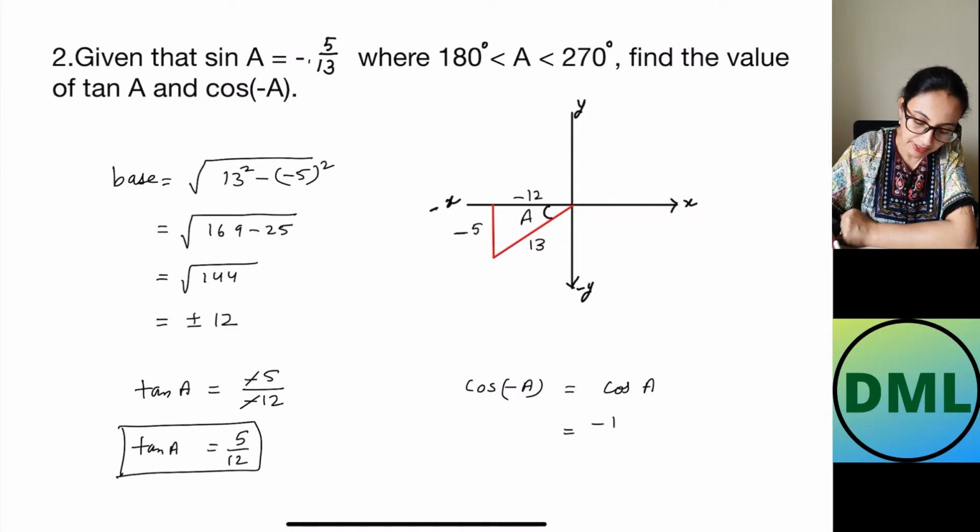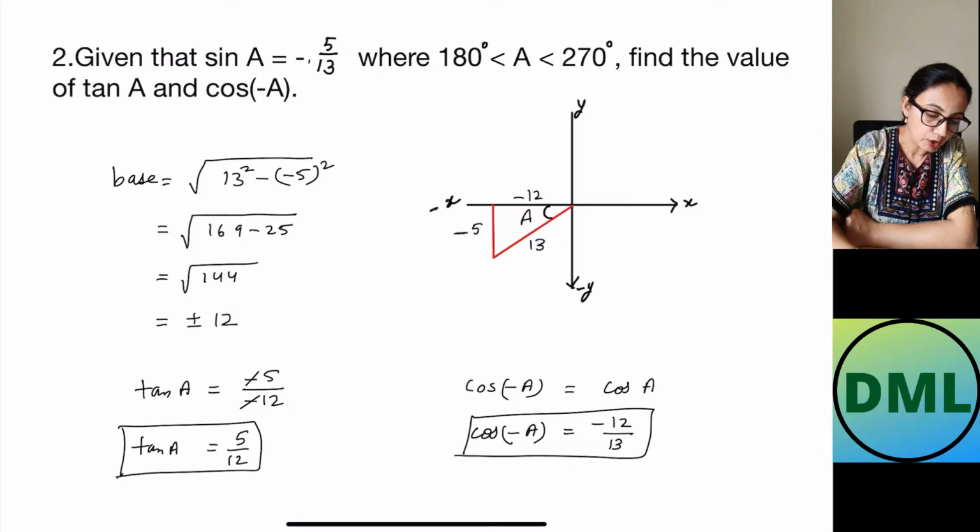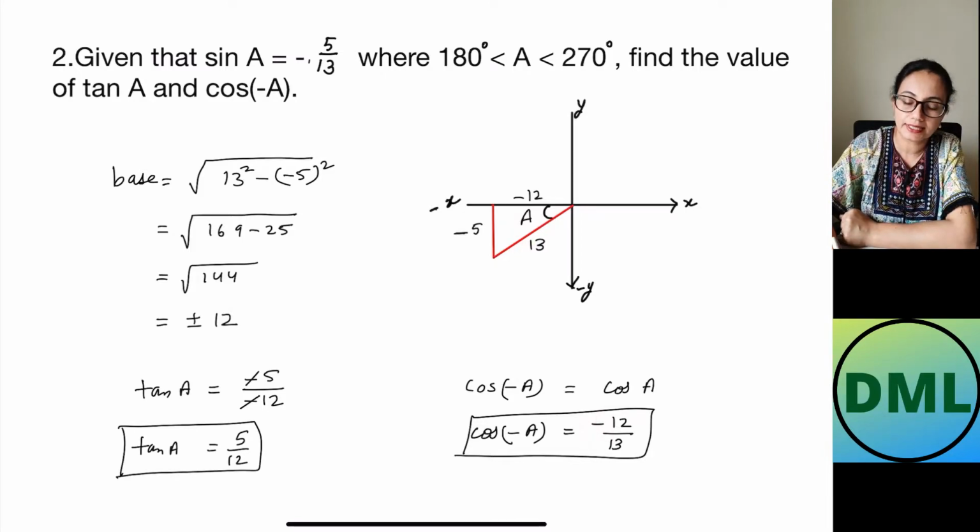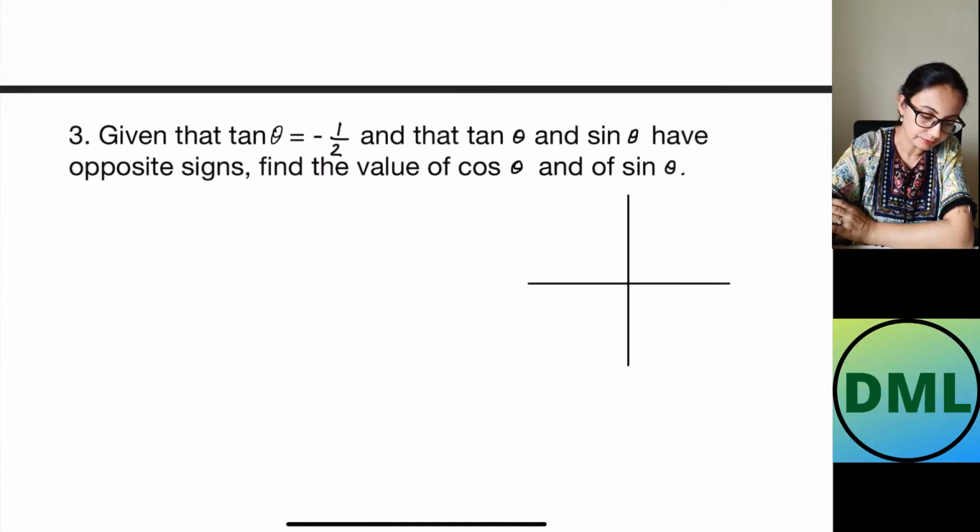That will be written as minus 12 over 13, which is the value for cos A, which will be my answer. Cos theta is negative in the third quadrant, so that's why our value is negative. So my answer is correct. Let's see one more example.